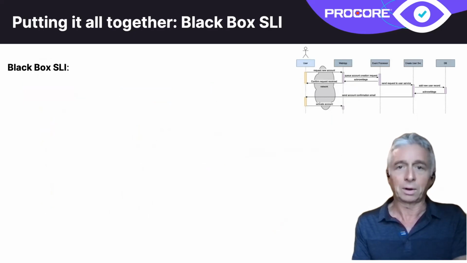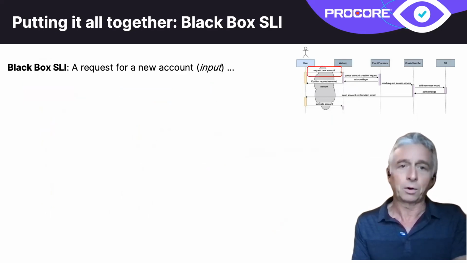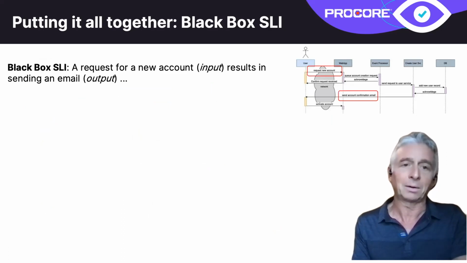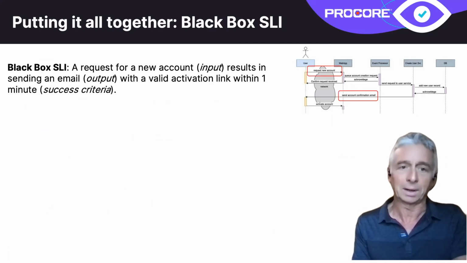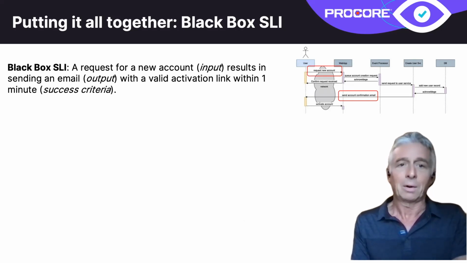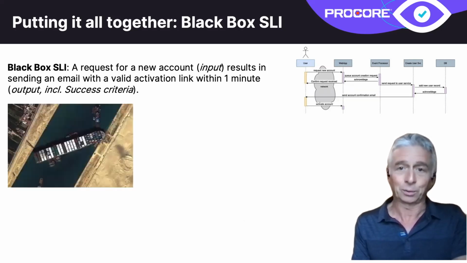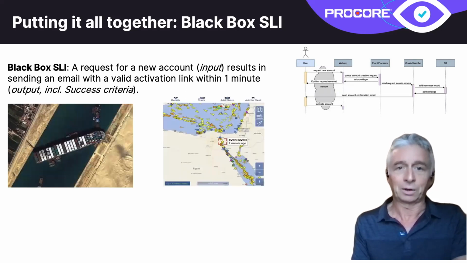Rephrasing the example from earlier, a user-focused or black box SLI could be: a request for a new account results in sending an email with valid activation link within 1 minute. This high-level SLI aggregates several lower-level metrics and measures many things by measuring only a few. Now let's switch to the engineering mindset mentioned earlier and assume the processing queue is stuck. Kind of like the Ever Given in the Suez Canal in March 21. Remember that one? Those were some seriously stuck queues on both sides of the canal.